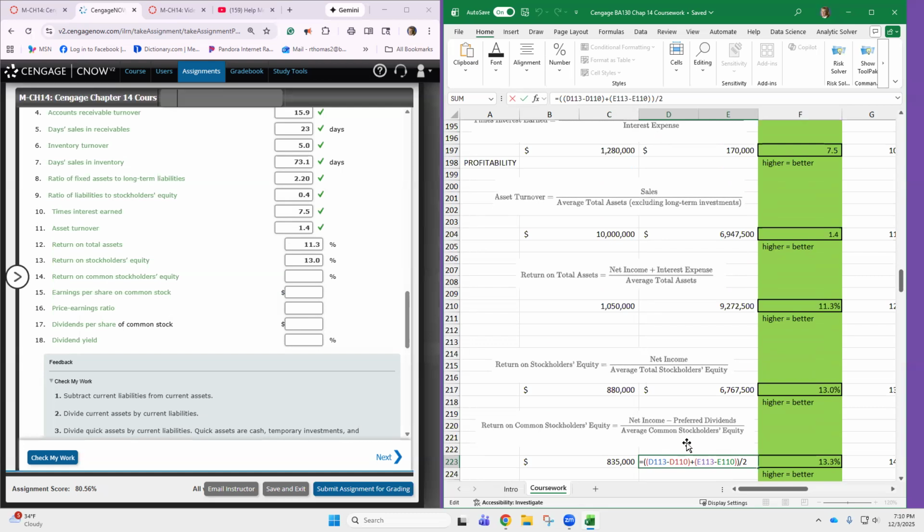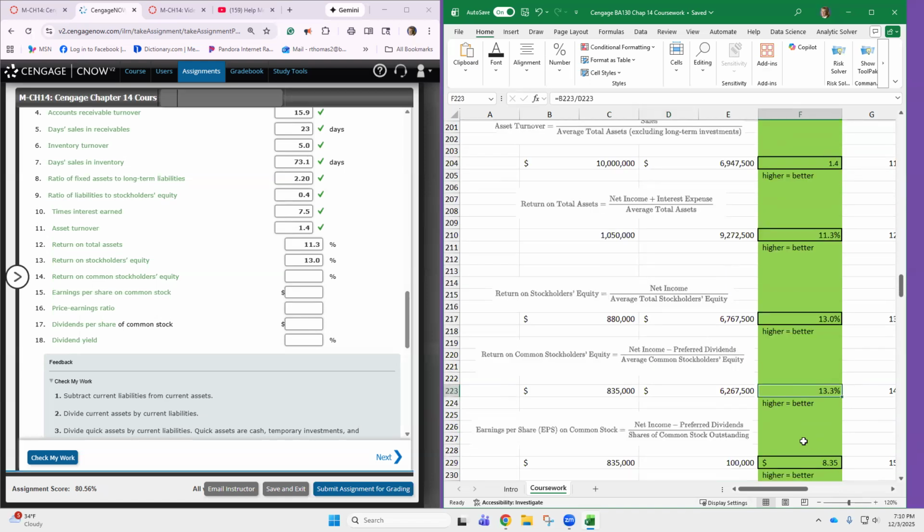Common stockholders' equity is common stock and the retained earnings. But you've got to subtract out the preferred amount of stock from this number to get the right number as your divisor. So here's what I got: 13.3% return, and they want it to 1 decimal. I think the hard ones are over.